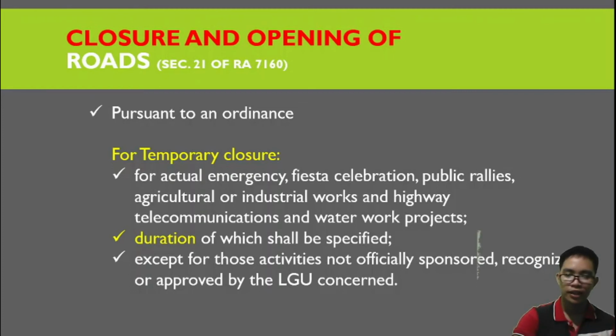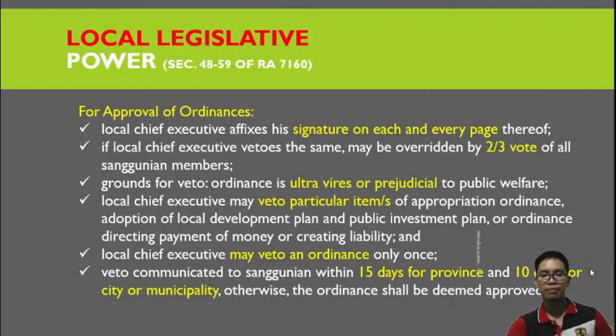So, let's go to the next. Local legislative power. Local legislative power is the power to enact ordinances, approve resolutions, or appropriate funds designed to deliver basic services and facilities. So, for approval of ordinances, these are requisites that need to be considered. Kailangan may signature ang local chief executive sa lahat ng pages of the documents. Pag mag-create ng isang batas or ordinances, kailangan may pirma. Lahat ng pages. Okay, veto power may be overridden by 2/3 votes of the sanggunian. So, parang sa national lang din, di ba? Parehas lang ang proseso. 2/3 votes din.